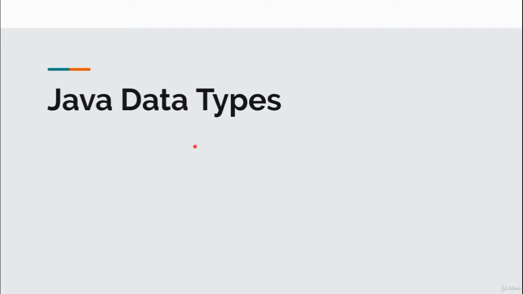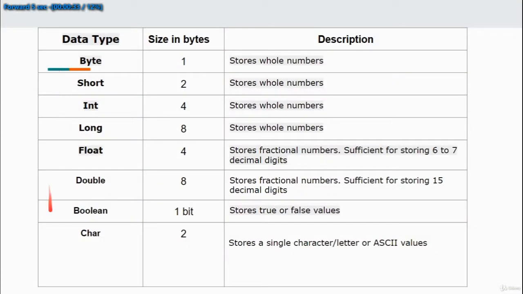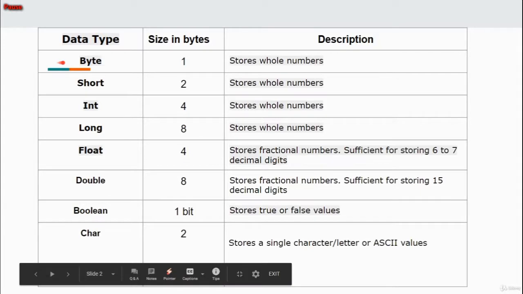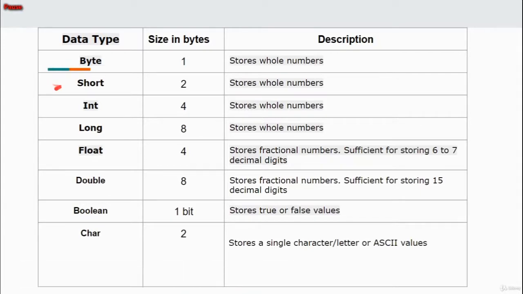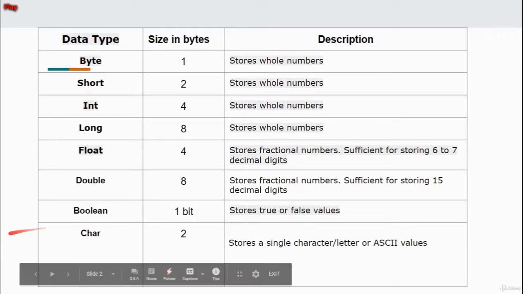We can create a variable of any data type in Java, and the available data types in Java you can see here in this chart. In the second column I have given the sizes of the data types, and I have given a short description. So we will get to the descriptions. The first data type is byte. Its size is 1 byte, and it stores whole numbers.